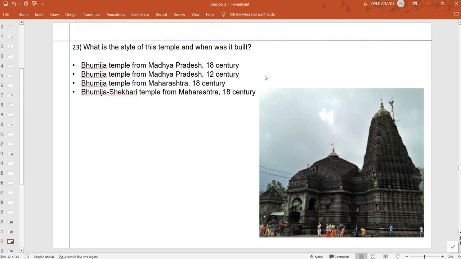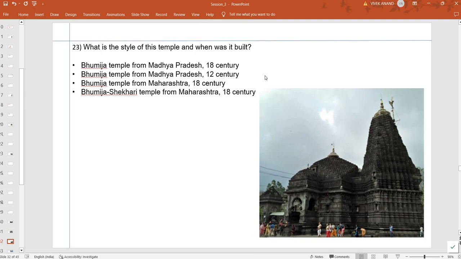What should be the period of this building? Again, Bhumija Shikhari, the style, 18th century, that is correct. Yeah, that answer is right. Bhumija Shikhari temple from Maharashtra in 18th century.